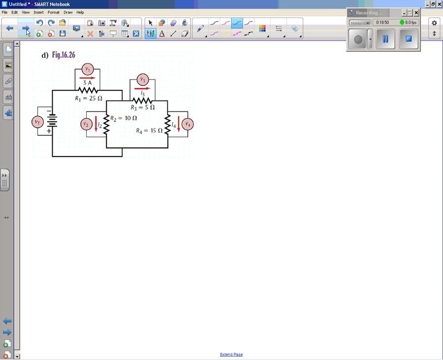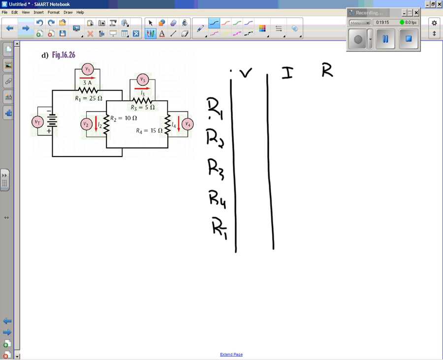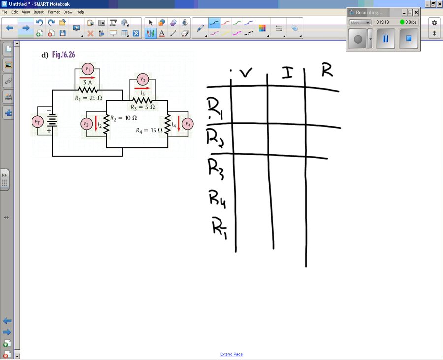One more and then done. This is a combination circuit. I'm not going to give you anything on the exam that's more complicated than this, I don't think. So let's make a chart for it. I got this time 4 resistors, pretty big one. R1, R2, R3, R4, and of course R total. V, I, R. Line, line, line. Move this over, move this over, move this over.